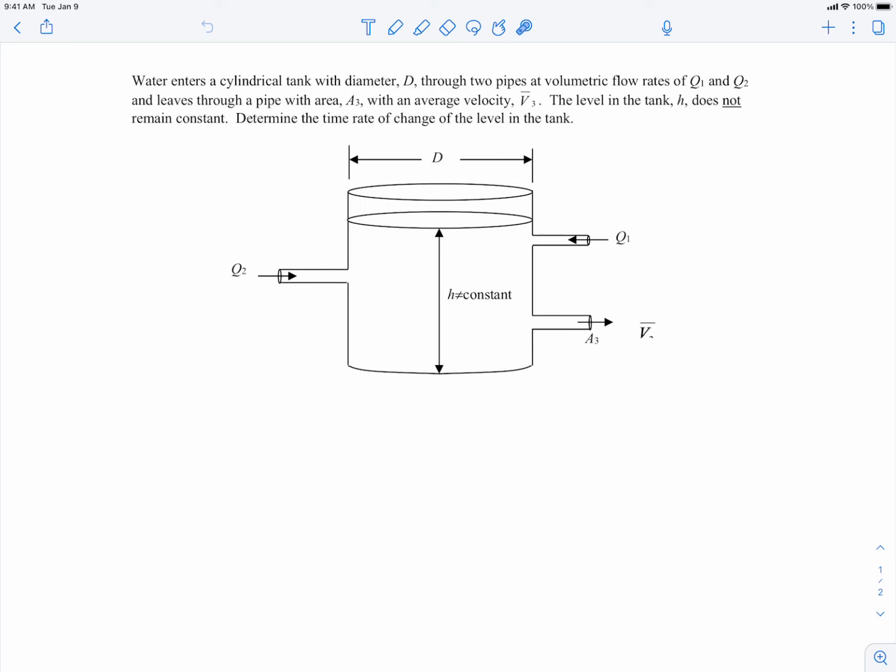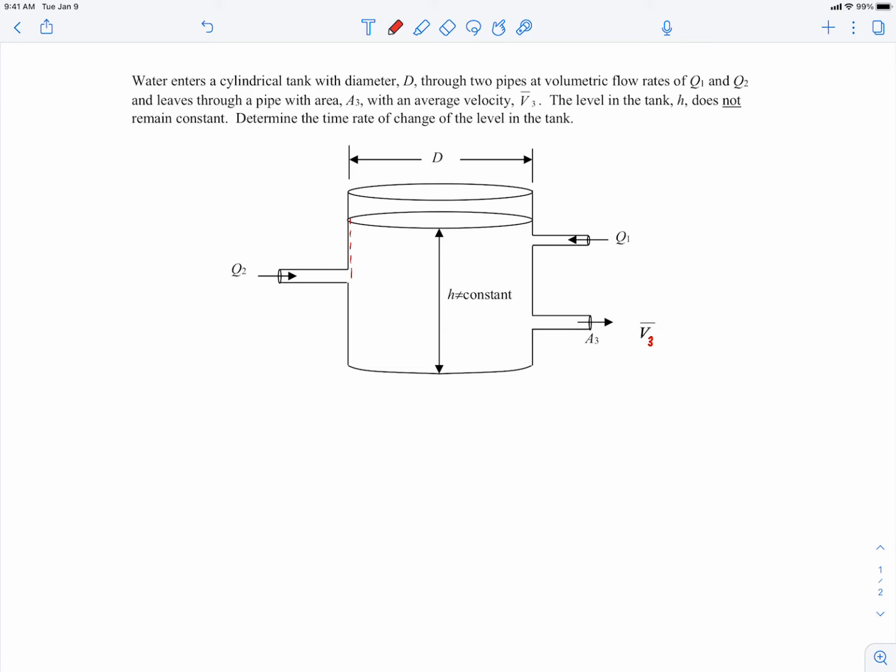Here we're told we have water coming into a cylindrical tank of diameter d, and it's coming in with a volumetric flow rate Q1 here, volumetric flow rate Q2 here. It's going out with an average velocity of v bar 3 through this cross-sectional area A3. And we're told that the level of water in the tank is changing with time, so h is not a constant. And we're asked to find that time rate of change of the level of the tank. So we want to find dH/dt, how that height is changing with time.